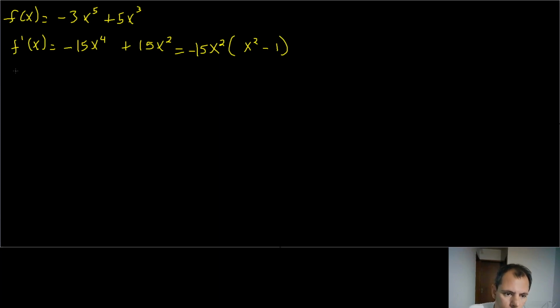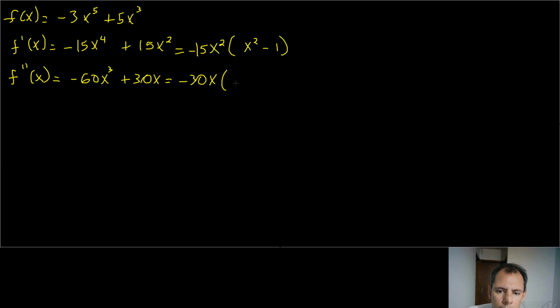Now you got a second derivative here, which is minus 60x cubed plus 30x. And I think I'm gonna do the same thing here. Okay, minus 30x, so this is gonna be 2x squared minus 1.